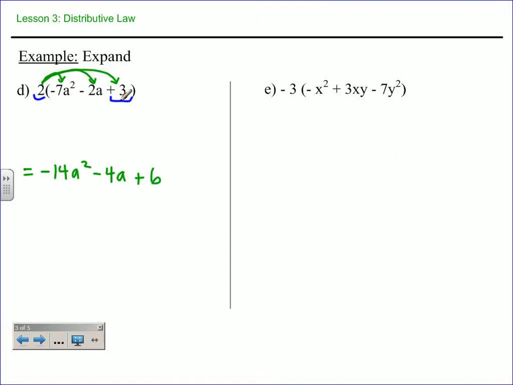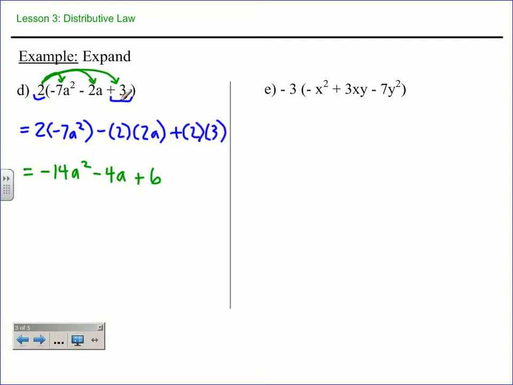Now, if you wanted to show the steps of what you're multiplying, this is what this step would look like. Notice I'm writing in a different color, which means that it would be optional. You wouldn't have to show it. So that's 2 times negative 7a squared, and then we've got positive times negative is negative. And then think about 2 times 2a. And then for the last one, think about positive times positive is positive, and then you've got 2 times 3. Okay, that's the thinking you would go through.